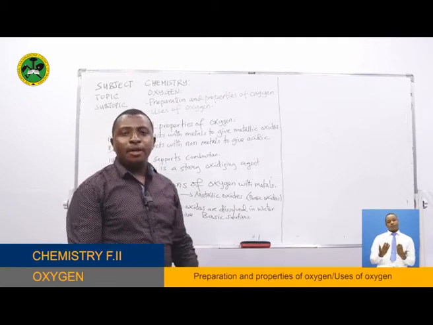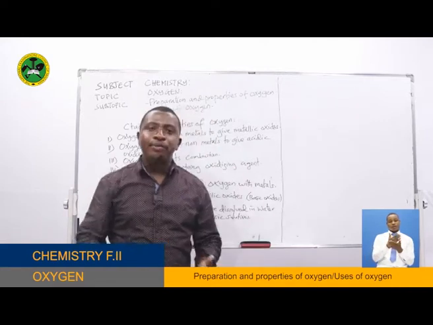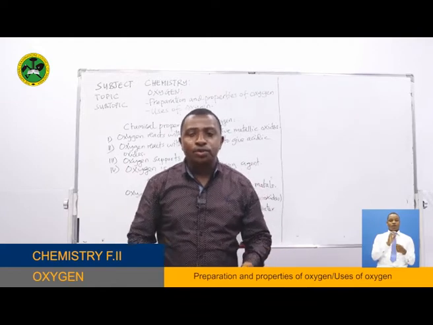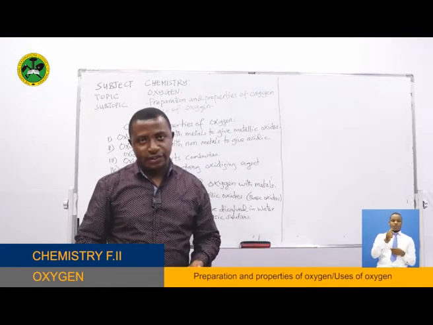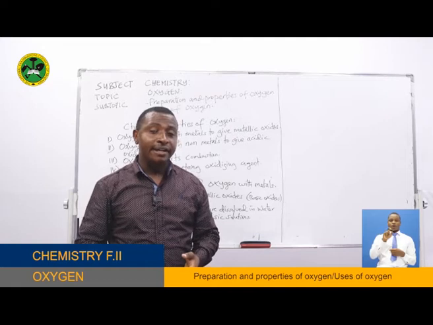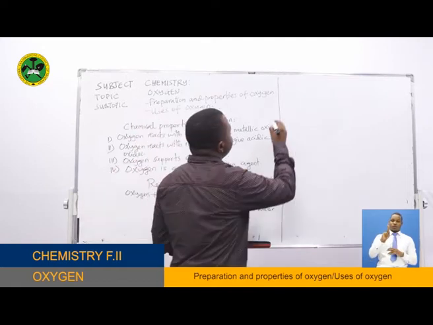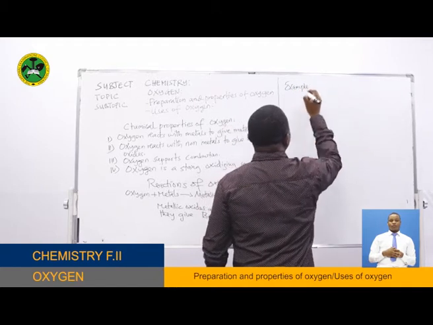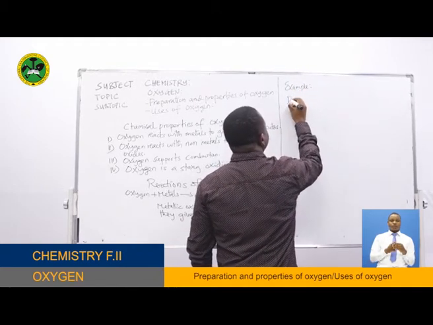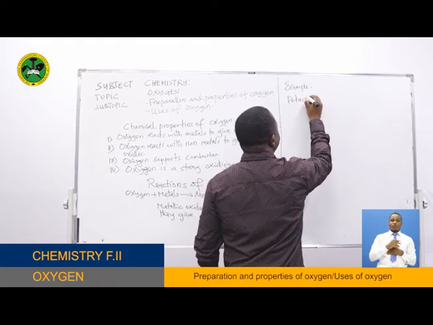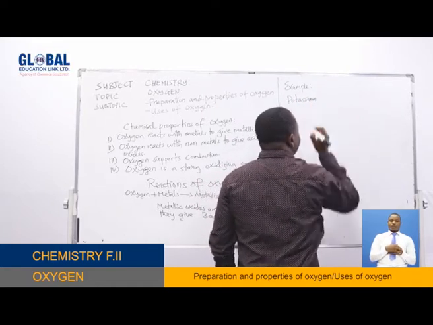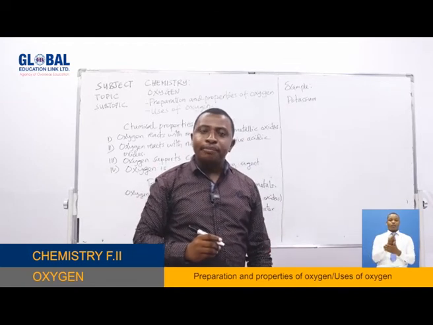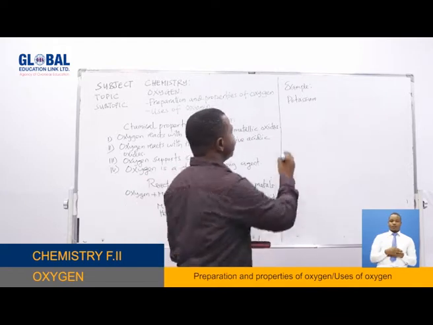Now today we shall be discussing some of the examples of metals that can react with oxygen to give metallic oxides. I will start with potassium. This is an example of a metal, potassium. When potassium reacts with oxygen, it produces potassium oxide.